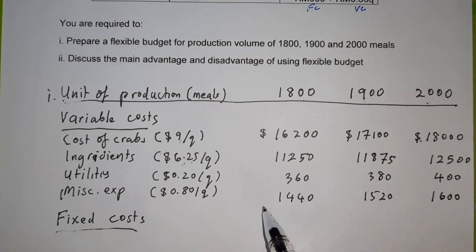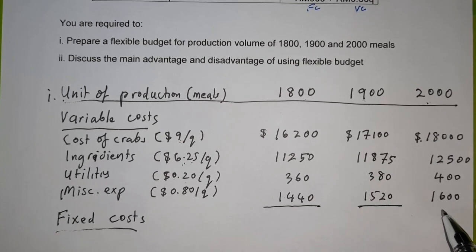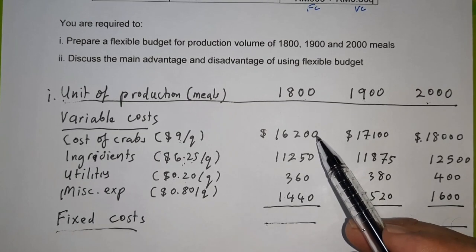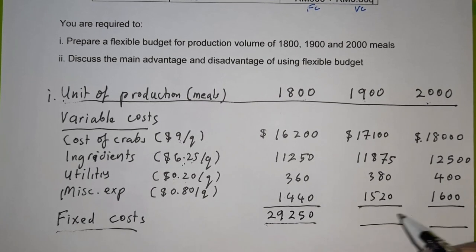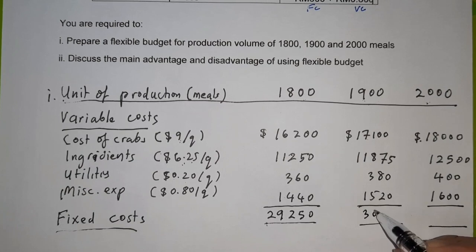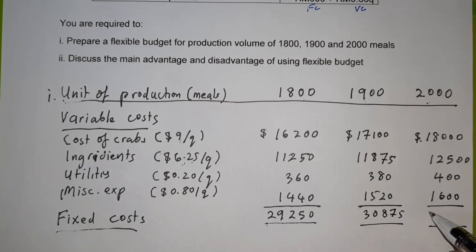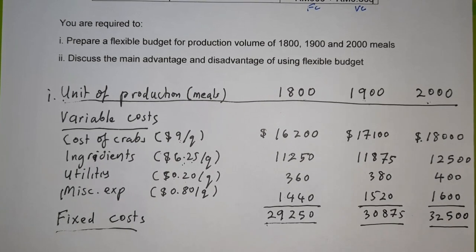Okay, now you have calculated all the variable costs. Then you calculate the total for the variable cost. This is the total for variable cost. You add all these numbers and then you will get 29,250. This one 30,875, and this one 32,500. Okay, these are the variable costs.